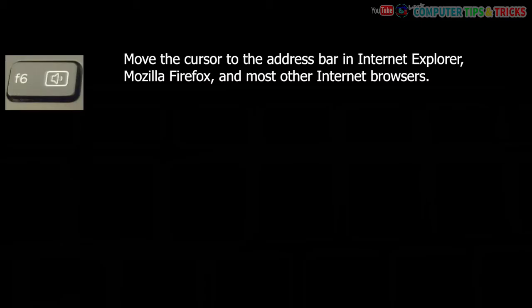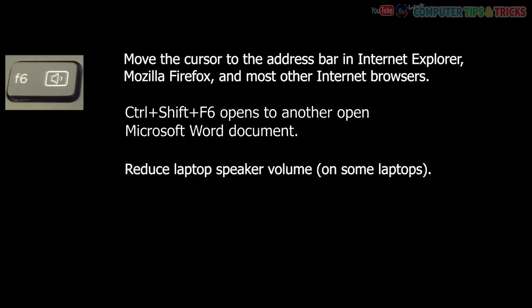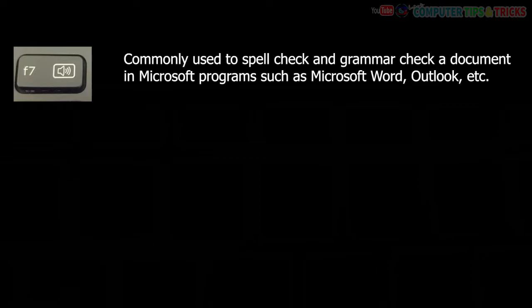F6. It will move the cursor to the address bar in Internet Explorer, Mozilla Firefox, and most other internet browsers. Control plus Shift plus F6 will open another open Microsoft Word document. Reduce laptop volume. F7, commonly used to spell check and grammar check a document in Microsoft programs such as Microsoft Word, Outlook, and other related programs.